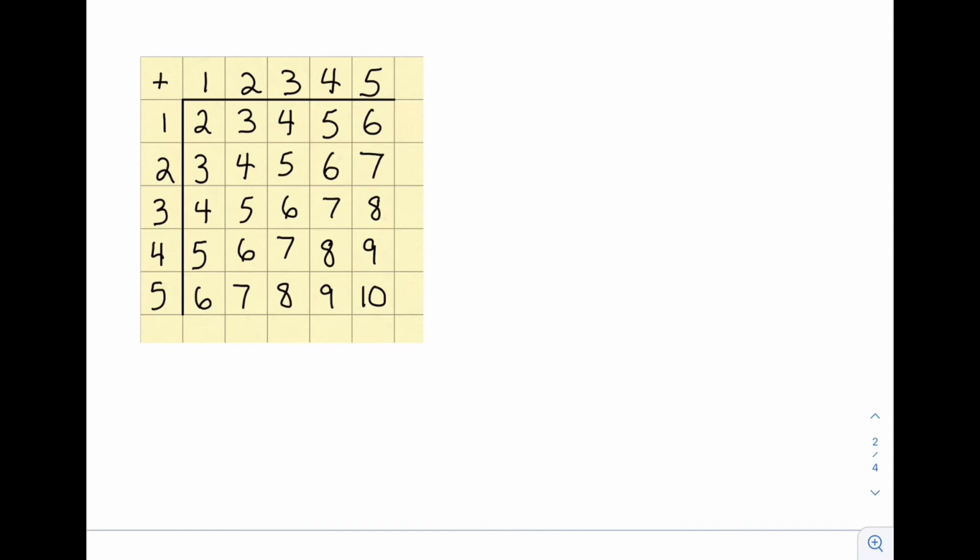This is really amazing when you think about learning your addition facts. Here, you don't have to learn the entire table of facts, because if you know, for example, that 3 plus 2 is 5, then you also know that 2 plus 3 is 5. So you can learn half of the table and automatically know the other half.